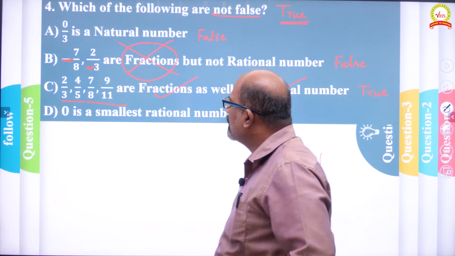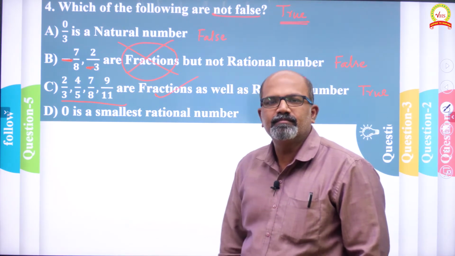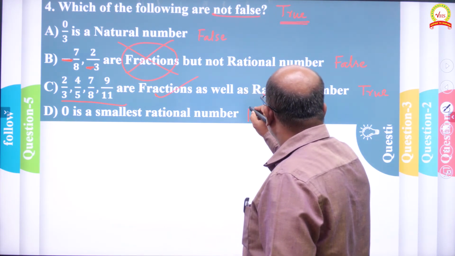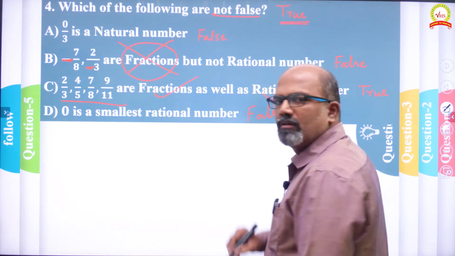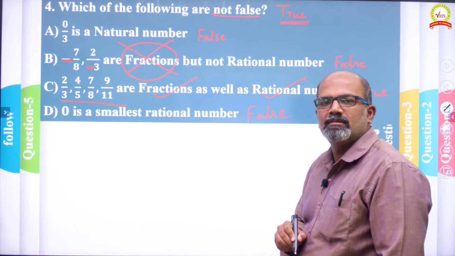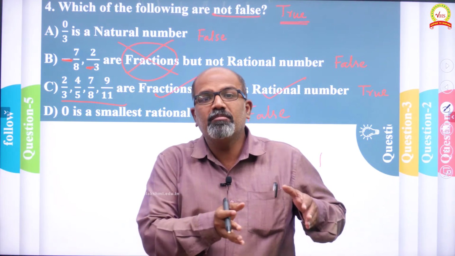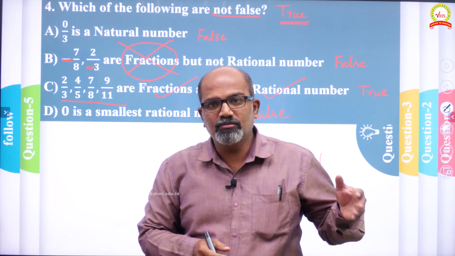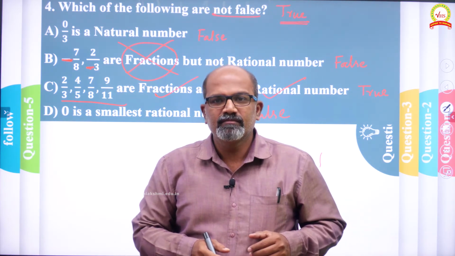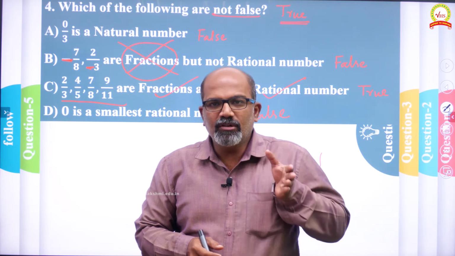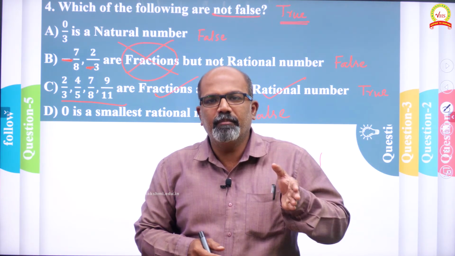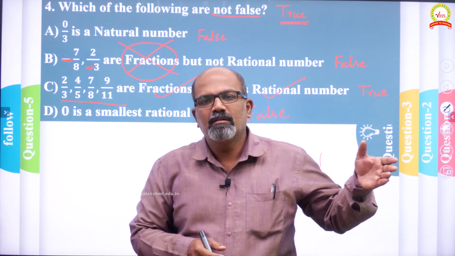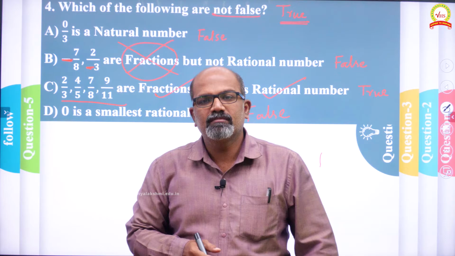And let us try with the last one. 0 is the smallest rational number. It is actually false, I tell you, false. Why is it false? Apart from 0, we have negative numbers also included in the set of rational numbers. That is minus 1, minus 2, minus 3 are also rational numbers. So 0 is not the limit for rational numbers. Beyond 0, on the side of negatives, we have a lot of numbers.